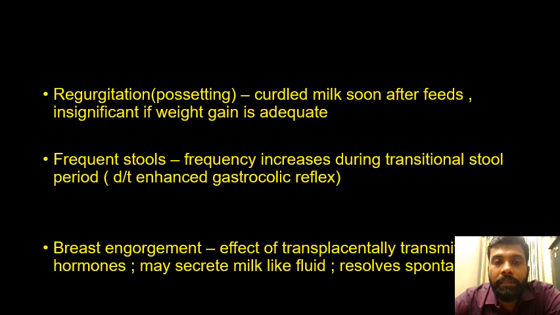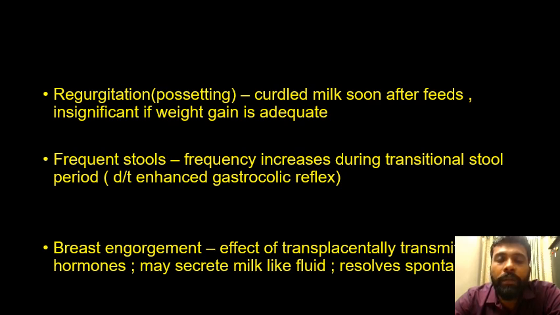Next is regurgitation, also known as posseting, and it is the spitting out or vomiting out of curdled milk soon after the feeds. It is insignificant if the baby is gaining weight adequately, there are no signs of sepsis, and the baby is passing urine 6 to 8 times per day. Also frequent stools. The frequency of stools actually increases during the transitional stool period. It happens due to the exaggerated gastrocolic reflex.